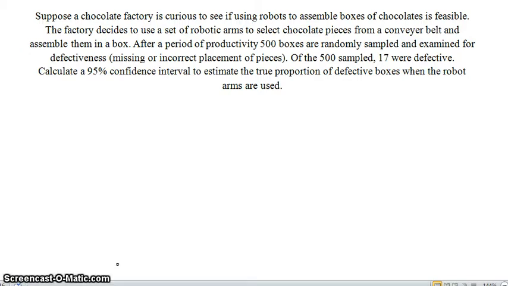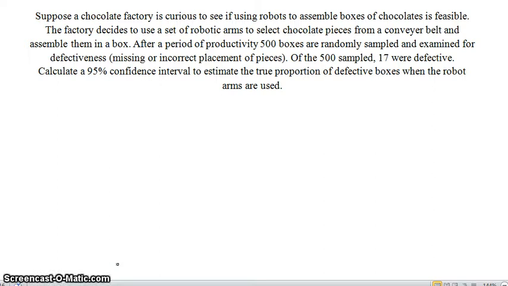The factory decides to use a set of robotic arms to select chocolate pieces from a conveyor belt and assemble them in a box. After a period of productivity, 500 boxes are randomly sampled and examined for defectiveness. In this case, defectiveness means that the box is missing chocolates, or perhaps the chocolates have been placed in the wrong places. Of the 500 samples, 17 were defective.